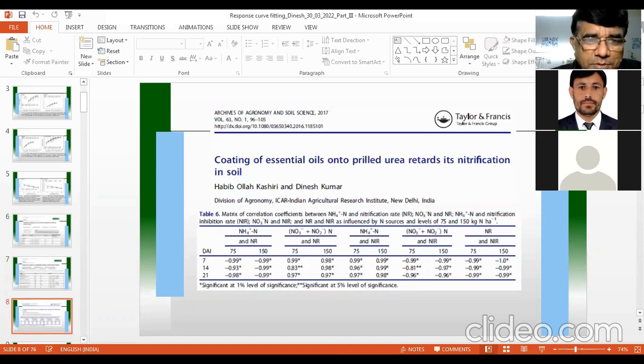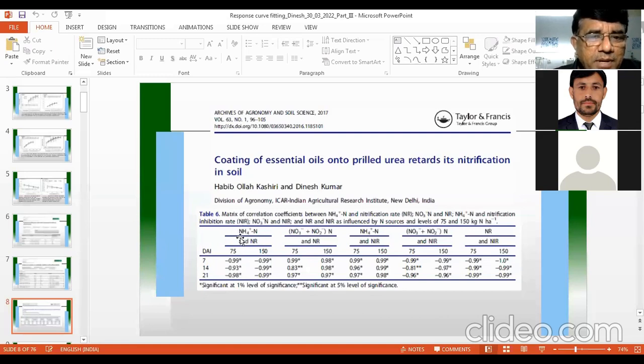This is work by our student Habibullah Kashiri, who was from Iran. So in this case, I just wanted to show you how best you can use these correlation coefficients, how to make practical use of correlation coefficients. So in this case, I just want to show you variables. Ammoniacal nitrogen was measured, and also nitrification, rate of nitrification. These are two variables. Just consider them as two variables. One more variable is DAI, days after incubation.